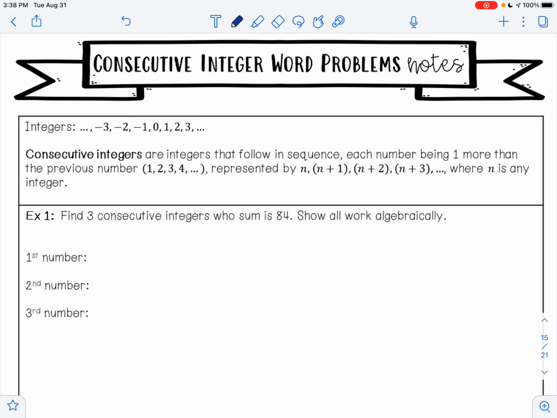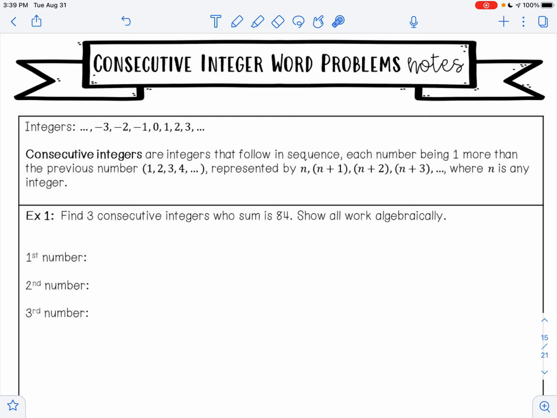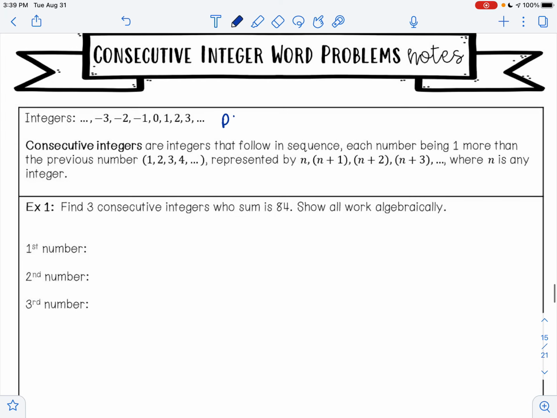In this video, I am going to show you how to solve consecutive integer word problems. I want you to remember that integers are your whole numbers, 0, and your negative numbers. Integers do not have any fractions, there are no decimals, they're just your positive and negative whole numbers. So I get no decimals or fractions.